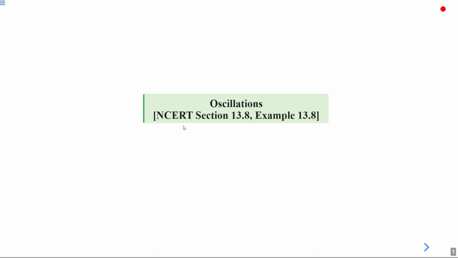Hello students, in today's lecture we are going to learn about oscillations, NCERT section 13.8 and example 13.8.